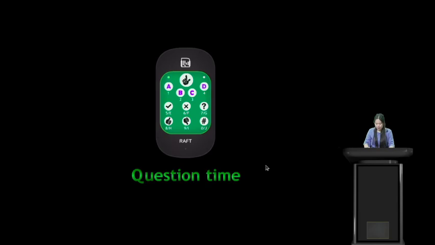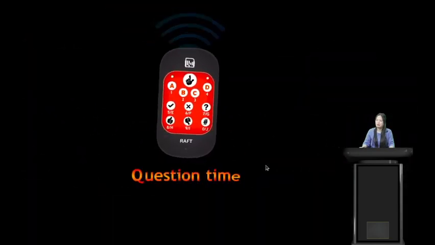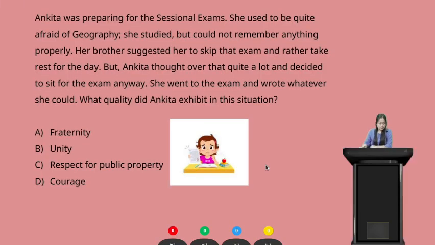Alright students, we have another question. Please get your rough devices ready. This is a value-based question. So the question is, Ankita was preparing for the sessional exams. She used to be quite afraid of geography. She studied but could not remember anything properly. Her brother suggested her to skip that exam and rather take rest for the day.